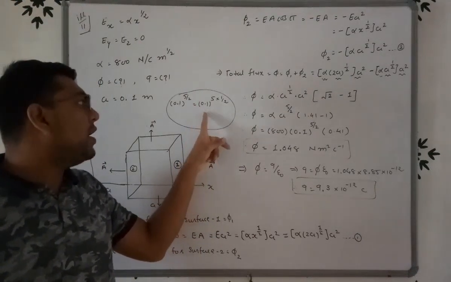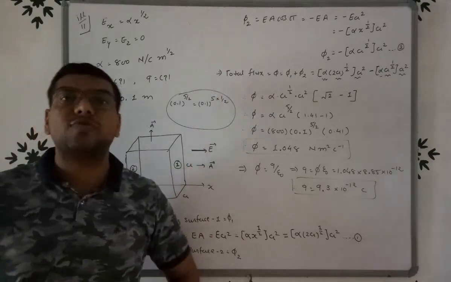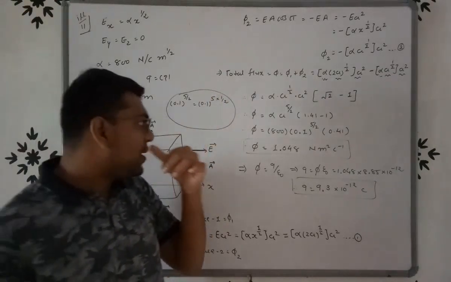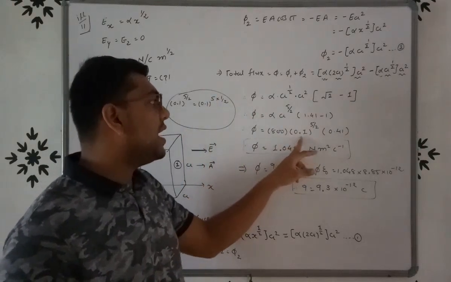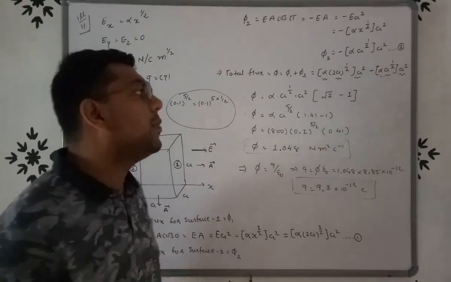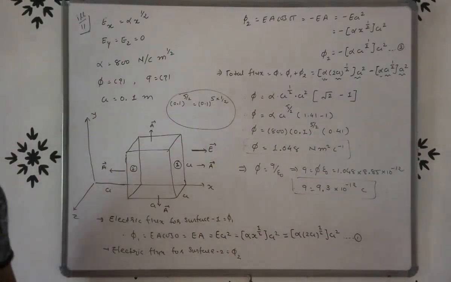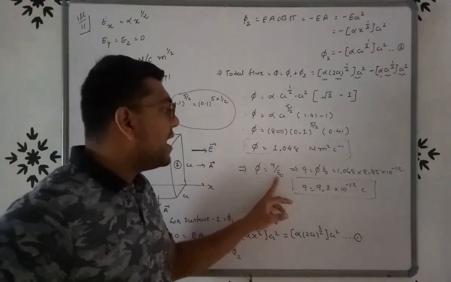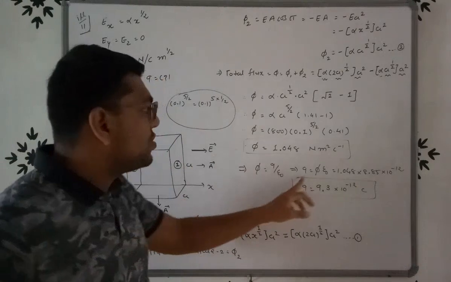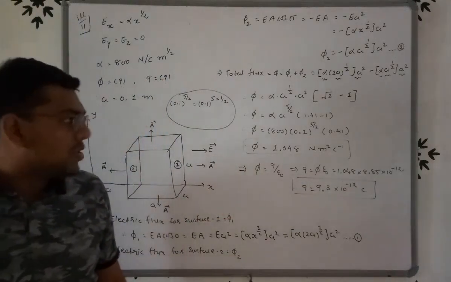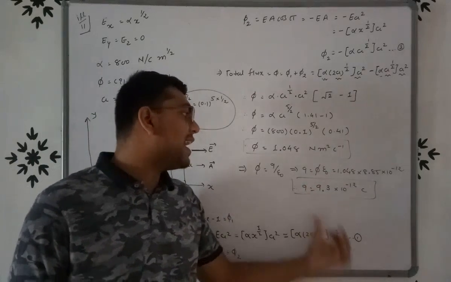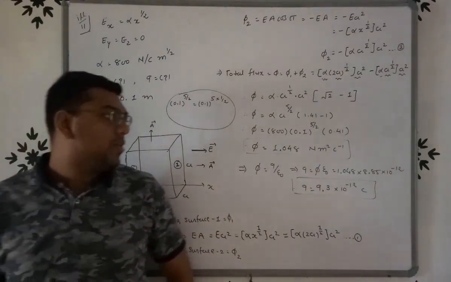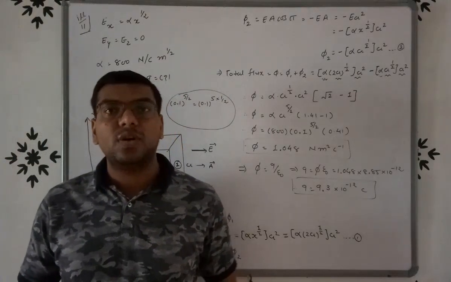After you find 0.1 raised to 5, you have to find its square root. Then put the value of 0.1 raised to 5 by 2 here and multiply by 800 into 0.41, and you get flux phi is equal to 1.048. Then flux phi is equal to q by epsilon 0, so charge q is equal to phi into epsilon 0. After you put the values of phi and epsilon 0, you will get the charge 9.3 into 10 raised to minus 12 coulomb. Okay, thank you.